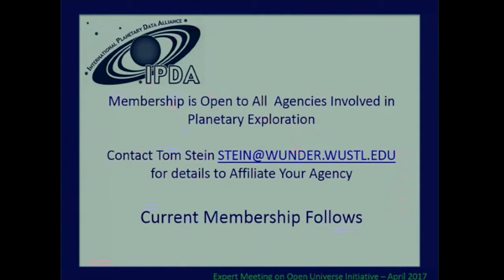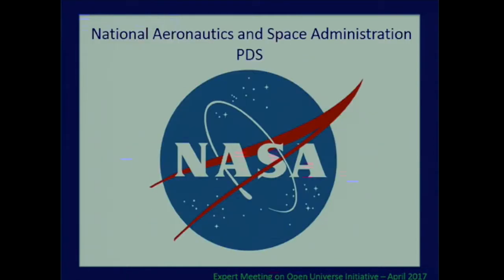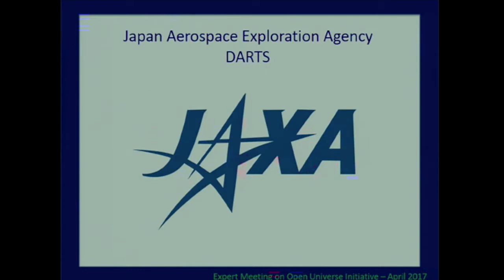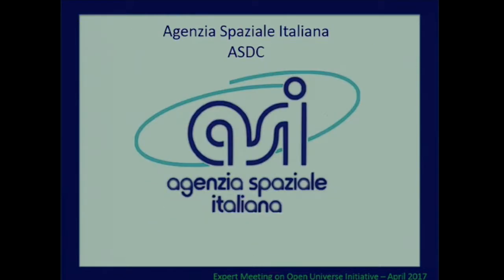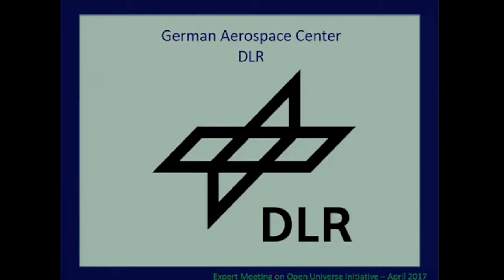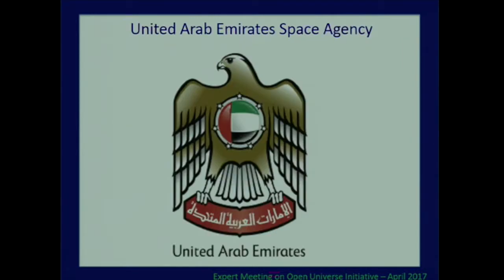The structure of the IPDA is essentially that the IPDA has two members for each agency involved in this organization. Current membership is open, and here is the contact to affiliate an agency. And the current membership, just to go forward, this is the membership currently involved in the IPDA. I go forward, so just to give a quick overview.